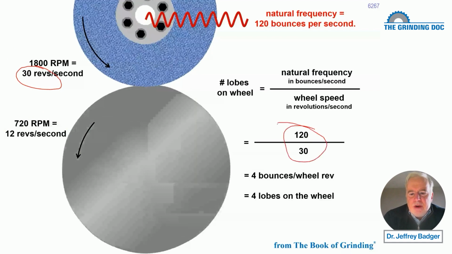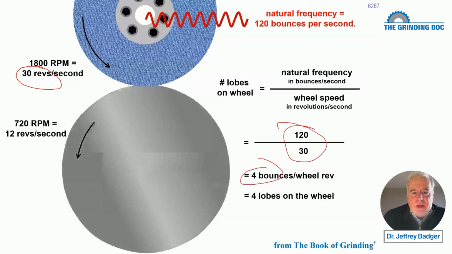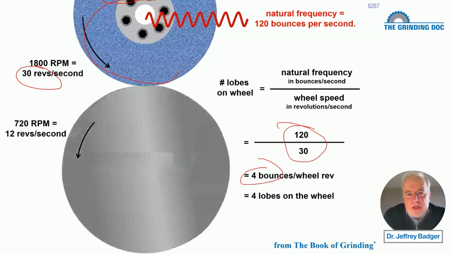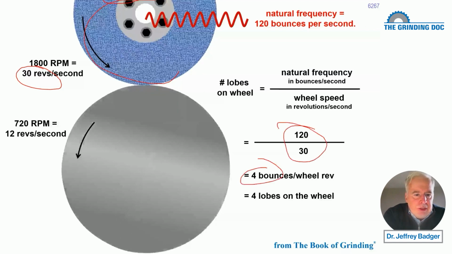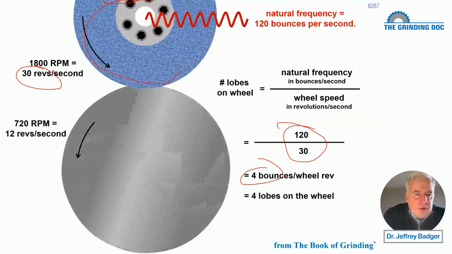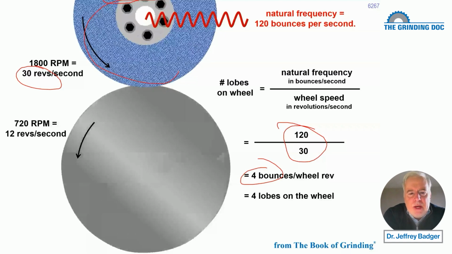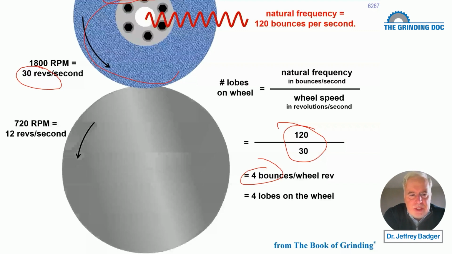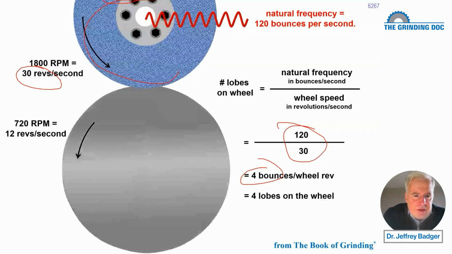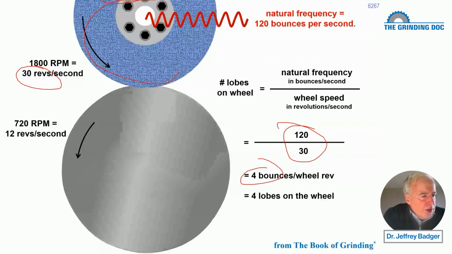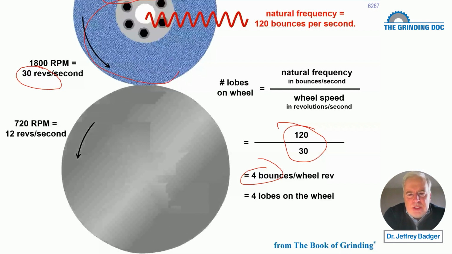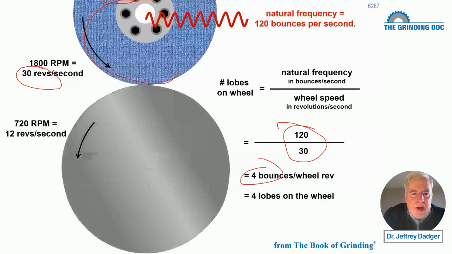120 divided by 30 is 4. So every time the wheel makes one revolution, he has bounced up and down, boing, boing, boing, boing, 4 times. And every time he bounces up and down, he wears a little bit more on the area he's bouncing at. So it'd be nice if my wheel wore evenly all the way around, but that's not going to happen because that wheel has a proclivity, a propensity to bounce up and down.